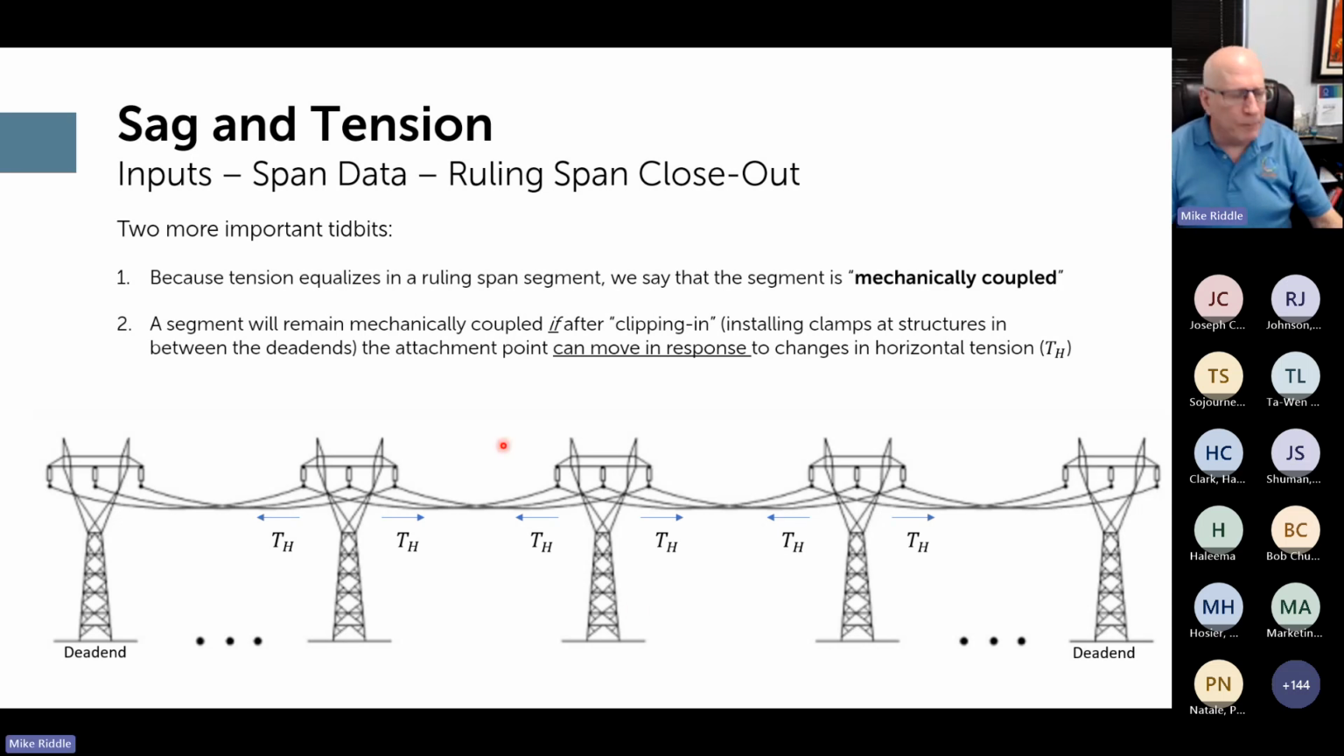A couple more tidbits before we move on. Because the tension equalizes in a ruling span segment, we say that those spans are mechanically coupled. So what goes on in one span affects another span. I said this was during installation. Well, what happens after you've clipped in a cable? If the attachment points can move in response to changes in horizontal tension, things will continue to equalize.